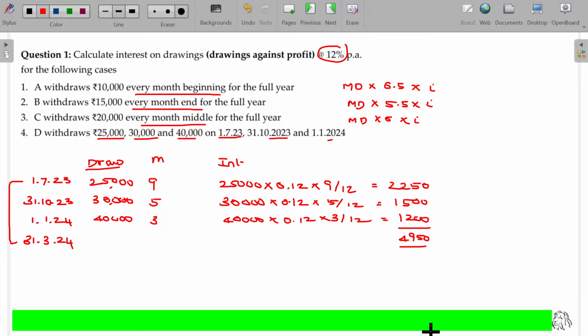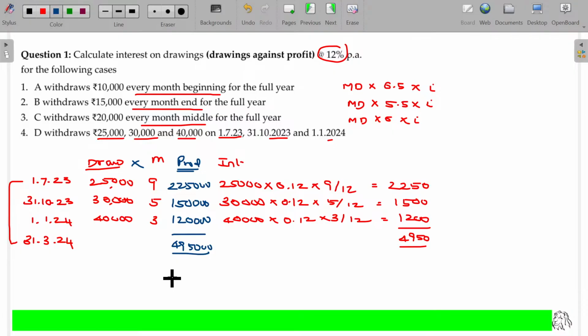Sir, can we solve under product method, sir? Yes, of course you can do the product method. How do we do it? The product is nothing but the drawing multiplied by the months eligible for interest calculation. If you multiply these two, it is called product. 25,000 into 9, 2,25,000. 30,000 into 5, 1.5 lakhs. 40,000 into 3, 1,20,000. What's the total of product? 4,95,000.